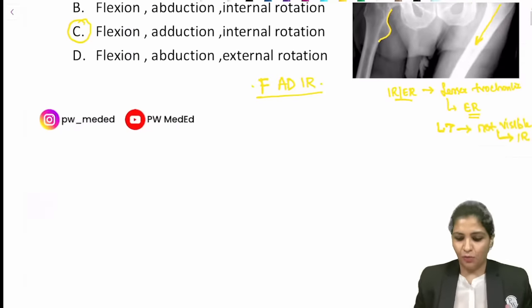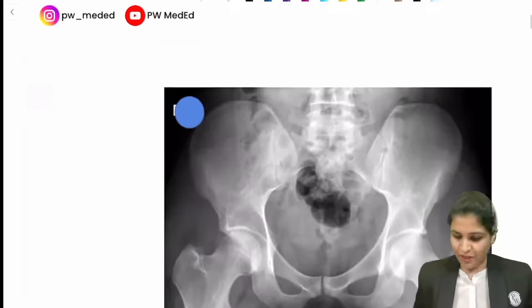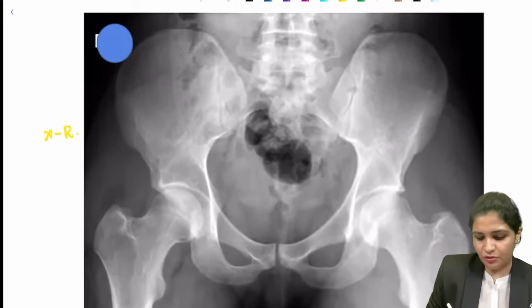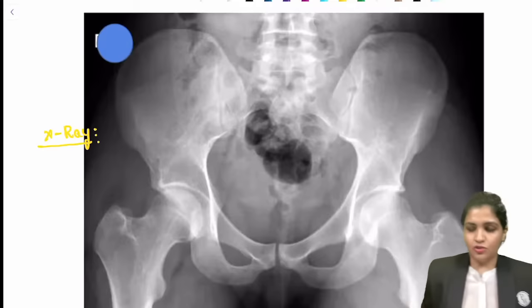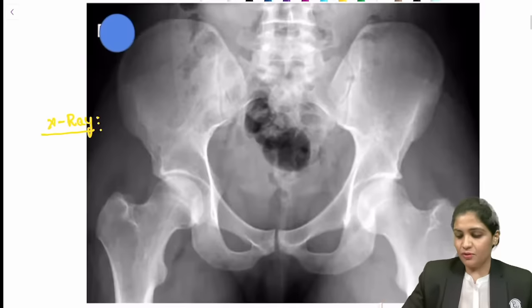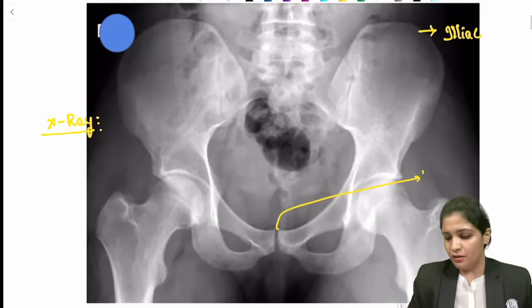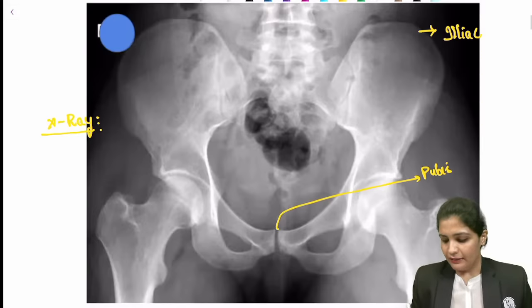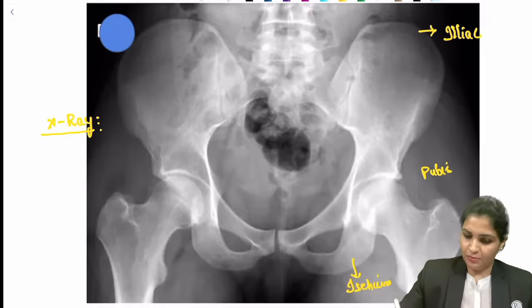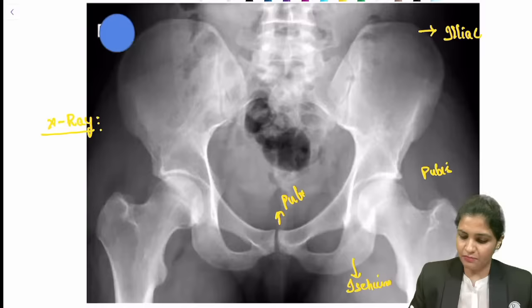So let us now understand what posterior dislocation of the hip is in a little bit of detail. Before that, I want to explain a few important points which you need to know on the x-ray. For an orthopedic surgeon, reading the pelvis with both hips x-ray is very important, right? So we'll start reading this x-ray. First you have to comment on the bones. There are various bones which you can see. This is your iliac bone and this is your pubis. And here it is your ischium. So this is your pelvis. Let me write pubis here. This is your pubic symphysis, right?